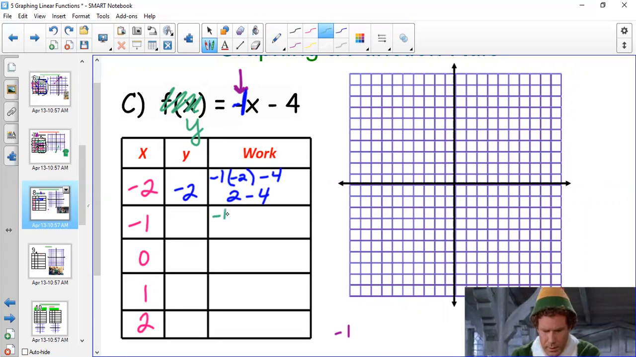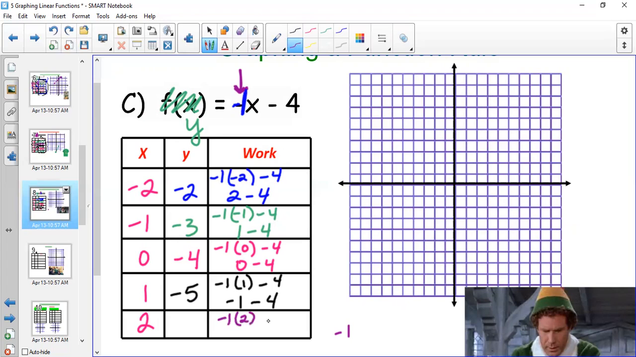All right, next one, -1 times -1 this time, minus 4. Well, that would be +1 minus 4, -3. Okay, do it again for 0. -1 times 0 minus 4. Well, when I multiply there, I get 0 minus 4, -4. Okay, this time -1 times 1, which is going to be -1. And when I subtract 4, I get -5. And last, -1 times 2 minus 4, which would be -2 minus 4, which would give me -6.